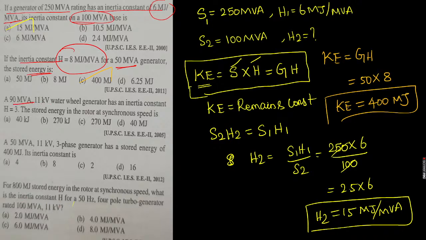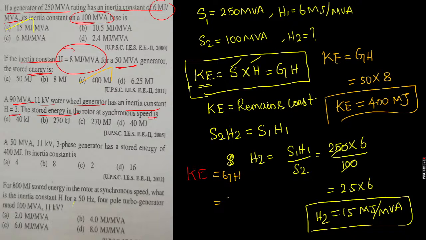A 90 MVA, 11 kilovolt water wheel generator has an inertia constant of H equal to 3. The stored energy in the rotor at the synchronous speed is dash. Once again, you are requested to calculate the value of H only. What is the kinetic energy? The formula to obtain the kinetic energy is G into H.